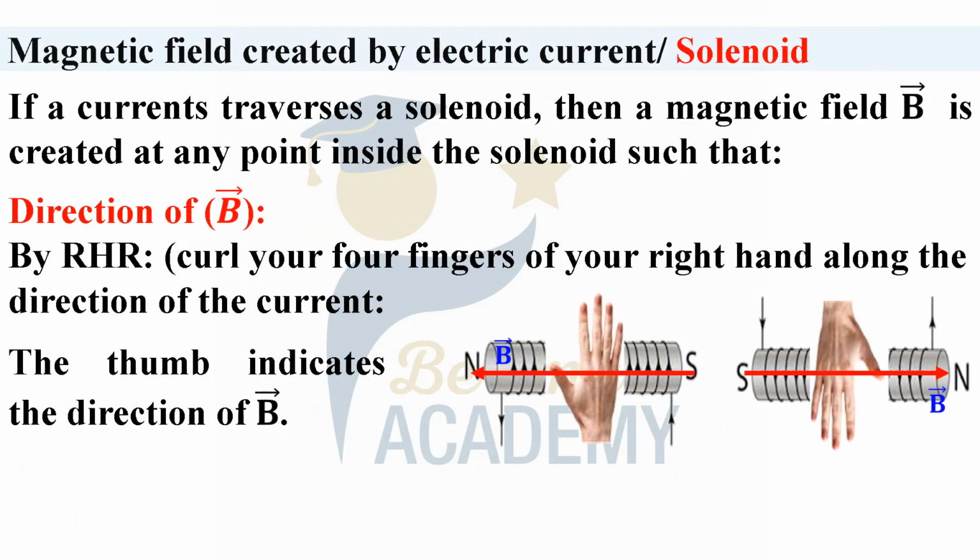The third situation is the magnetic field created by a solenoid. If a current traverses a solenoid, then the magnetic field B is created at a point inside the solenoid. For the direction of B, we can also use the right hand rule, as in the previous situation. The four fingers give the direction of the current, while the thumb gives the direction of the magnetic field. As shown, the direction of the current is up, so the magnetic field is to the left. For this case, the current goes down through the solenoid, so the magnetic field goes to the right.